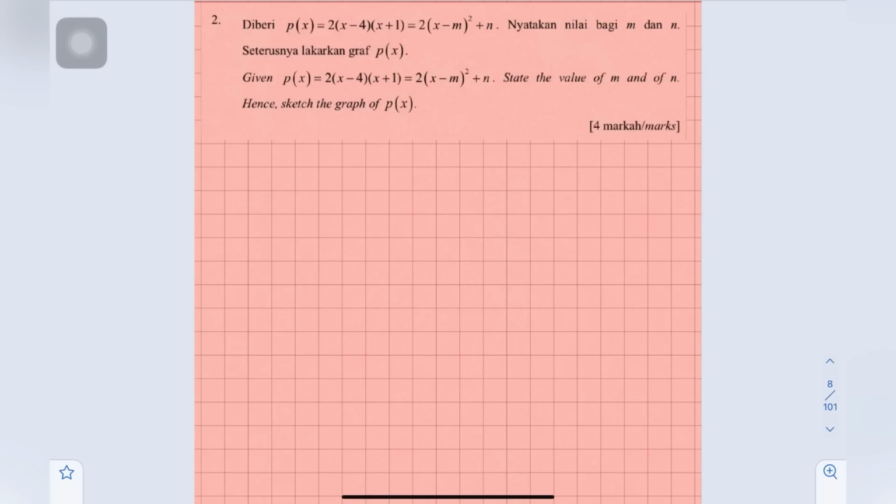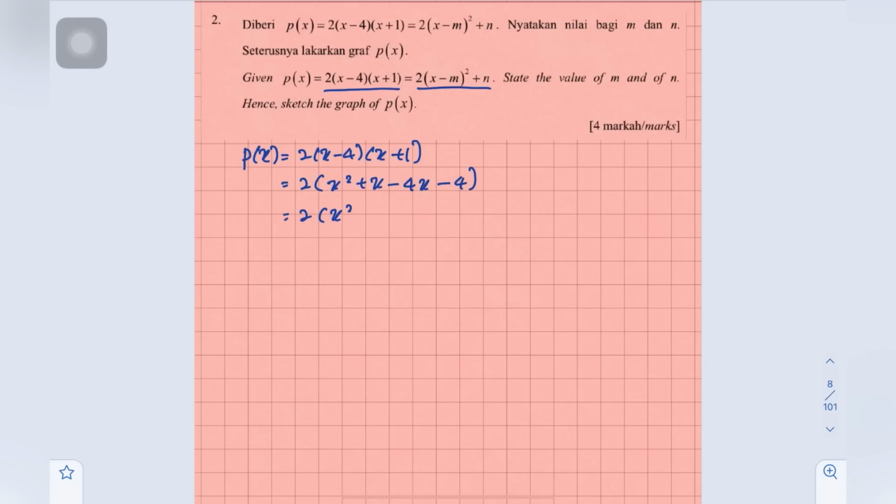Number 2, given p(x) equals (2x minus 4)(x plus 1) equals 2(x minus m) squared plus n. State the value of m and of n. Hence, sketch the graph of p(x). Okay, so we know from the given quadratic function, this is the vertex form. So we have to convert this form to vertex form. Okay, so we start from p(x) equals (2x minus 4)(x plus 1). So then we expand: x squared plus x minus 4x minus 4. Then we simplify: x squared minus 3x minus 4.